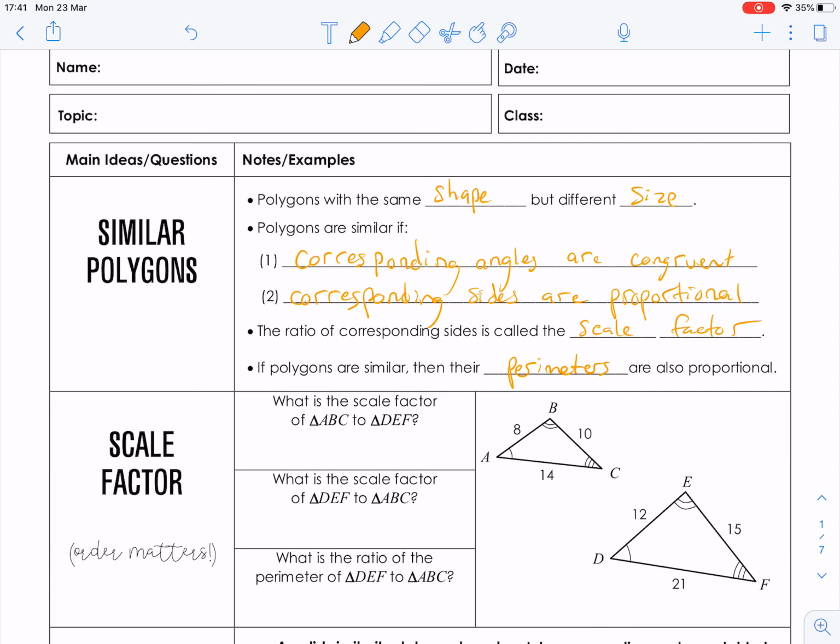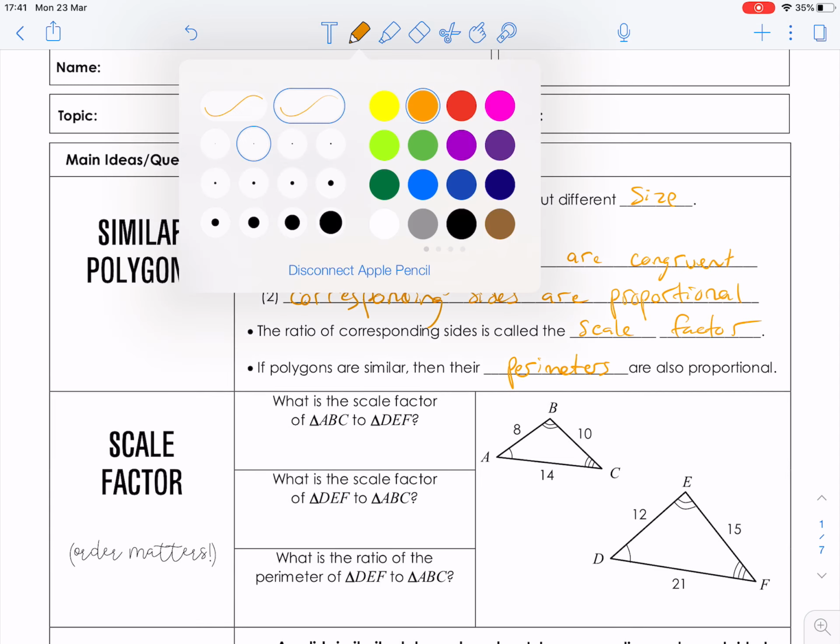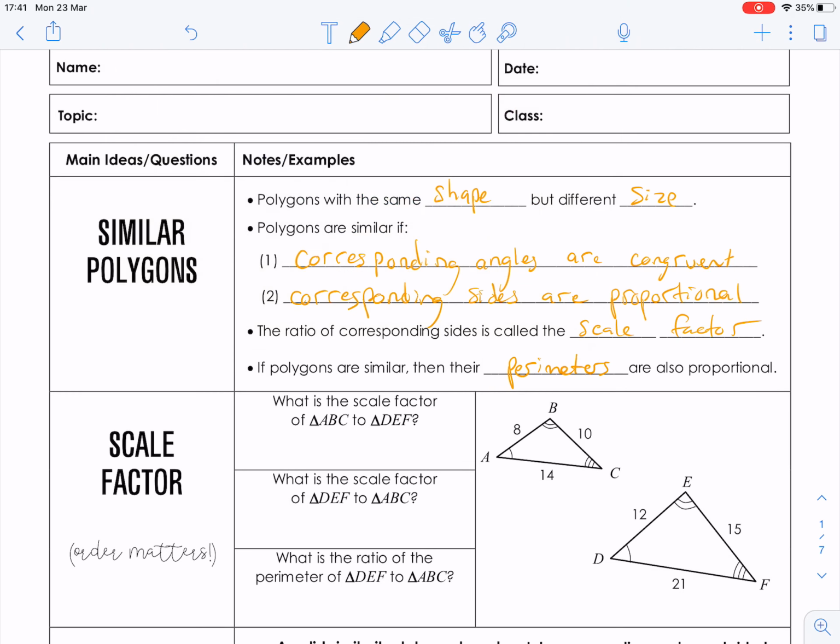Hey guys, this is going to be 9.2 on similar polygons. We're going to be doing quite a bit with this topic. The whole chapter is on similar triangles, and similar shapes in general. So we start getting into what the word similar means now.